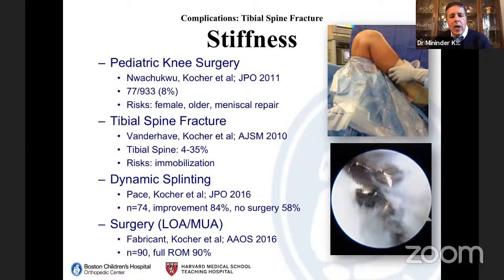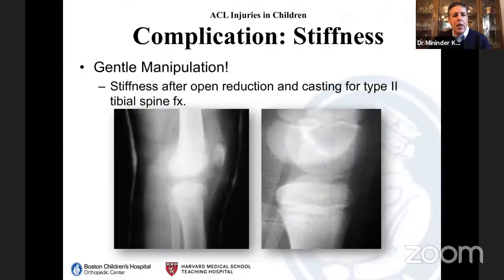We published in 2016 a study looking at dynamic splinting for stiffness, and we found improvement in 84% of patients and avoiding surgery in almost 60% of patients. So we use dynamic splinting frequently. And if it does come to surgery with arthroscopy, lysis of adhesions, and manipulation under anesthesia, we found improvement with full range of motion in 90% of these patients. It's important that that manipulation be gentle.